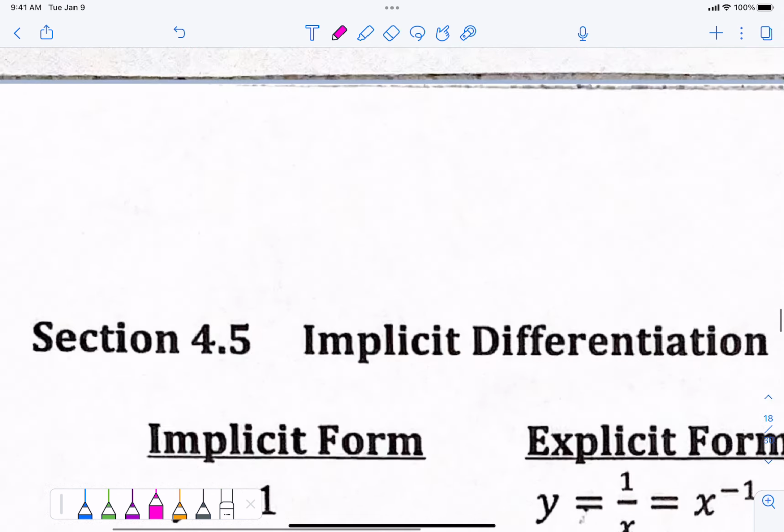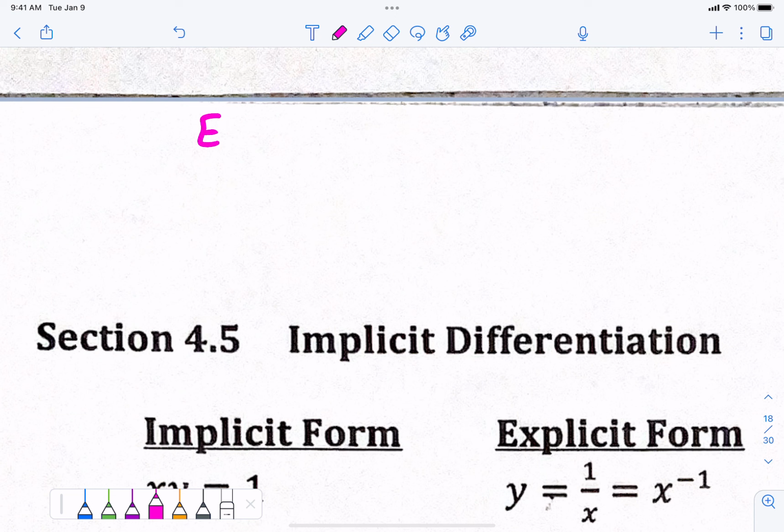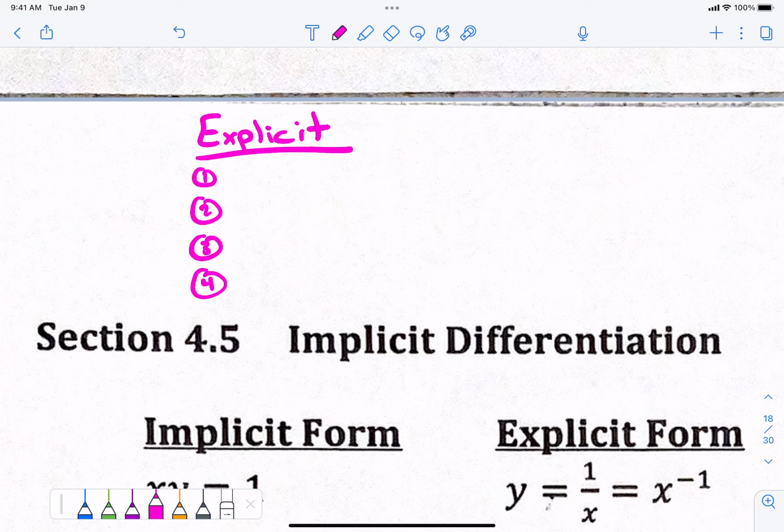4-5, implicit. Let's get to work on this. Here we go. We have been doing explicit differentiation, E-X-P-L-I-C-I-T. And the 4 things that we have been using to explicitly find the derivative.